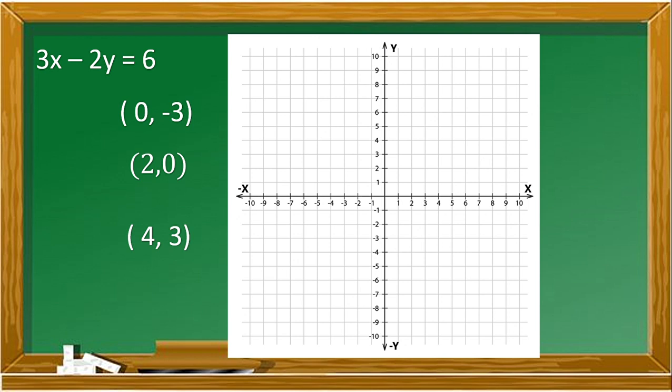So the plot of the coordinates (0, -3) is this. Next is (2, 0), and last is (4, 3). And after we plot the following coordinates, let's connect the following points. And therefore, this is the graph of our 3x - 2y = 6. I hope you understand our lesson for today, which is the graph of linear equations in two variables.